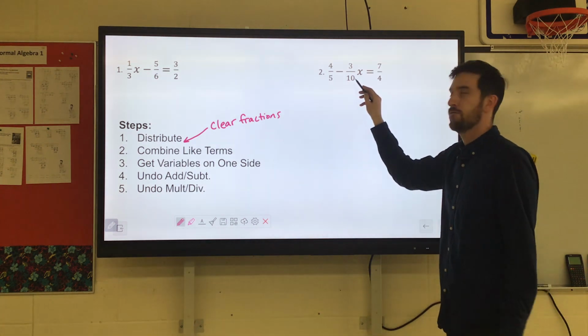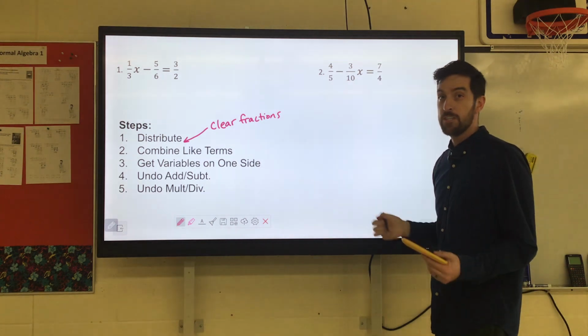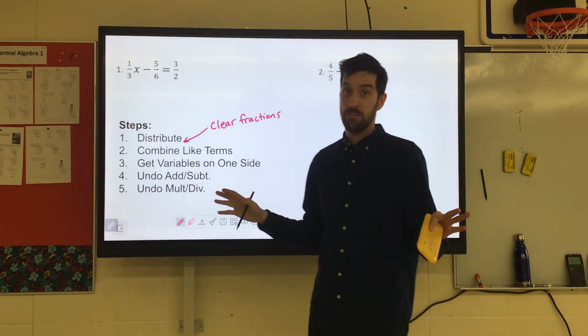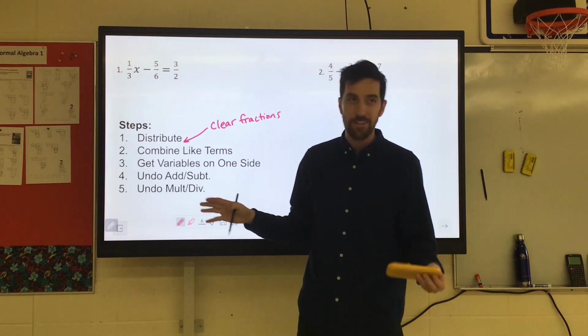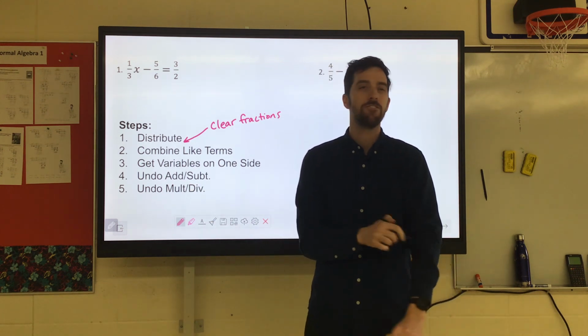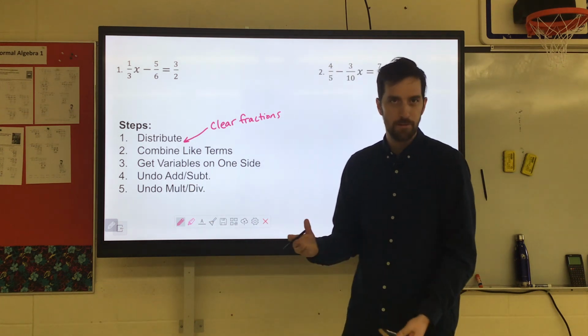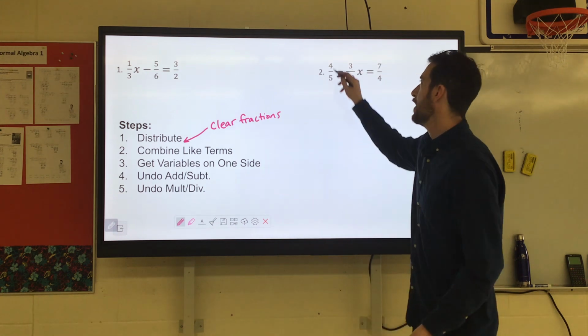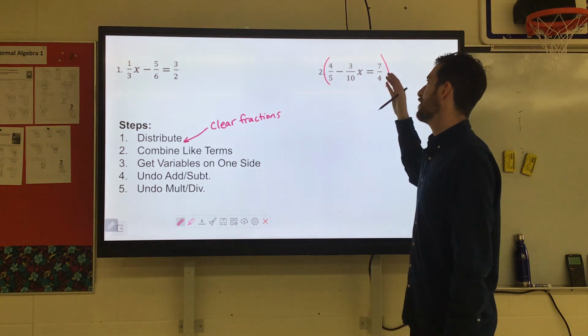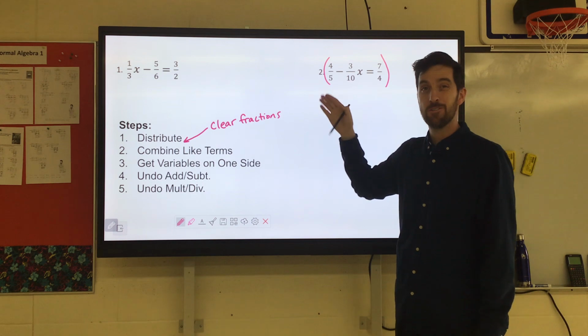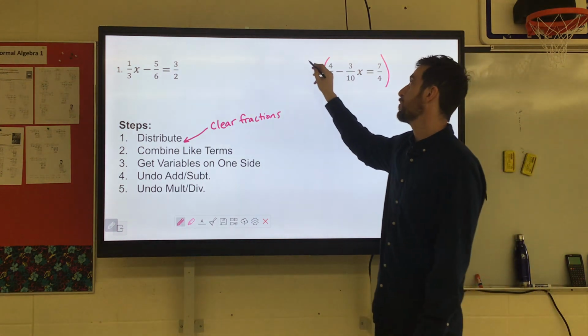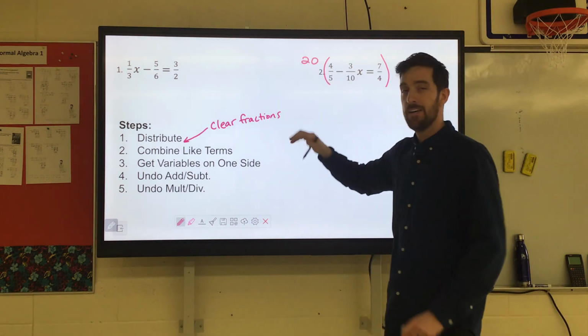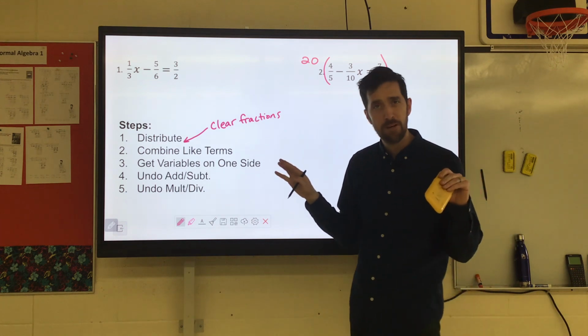If you can't think of something, what you can always do is just multiply them together. 5 times 10 is 50, times 4 is 200. You can use 200. It'll work. But if you can think of a smaller number, then you're just working with smaller numbers. So you'll probably make less mistakes. So I know that a number that 4 and 5 and 10 all go into is 20. So I'm going to multiply this whole equation by 20, and then all the fractions go bye-bye.